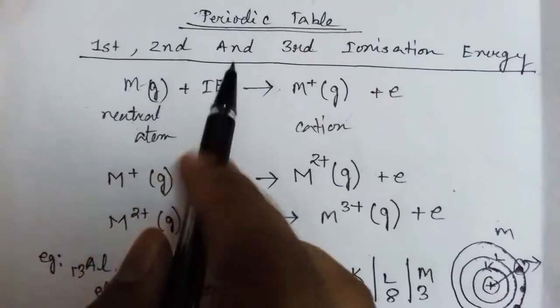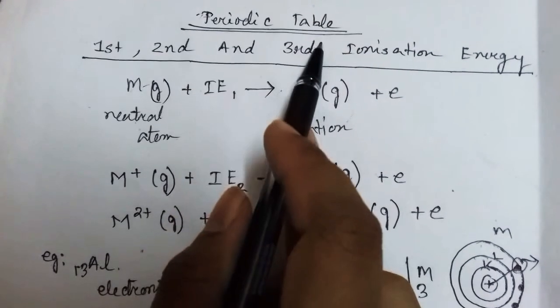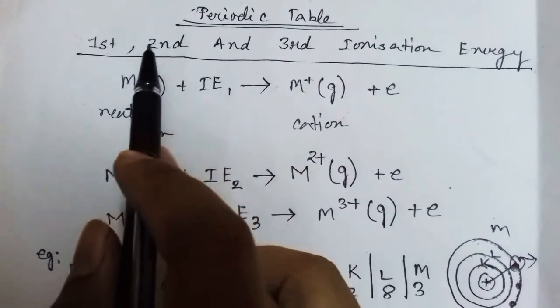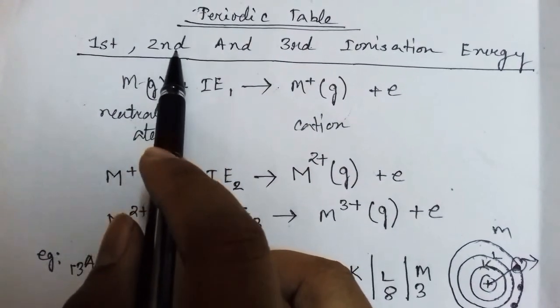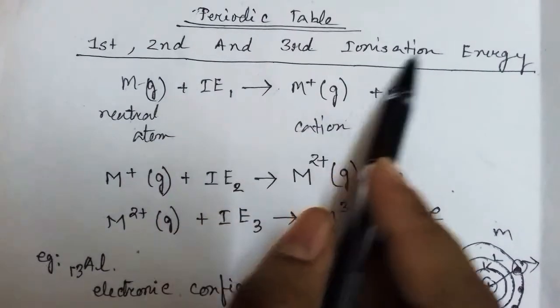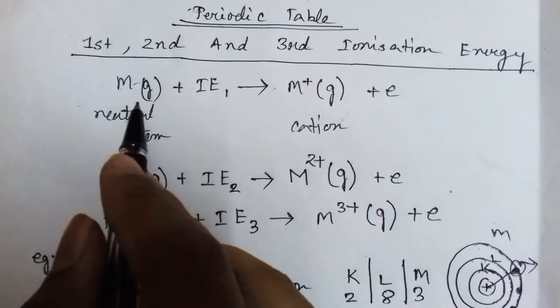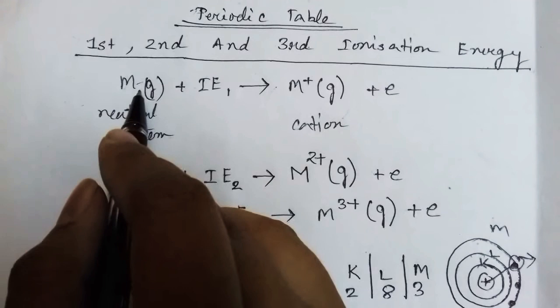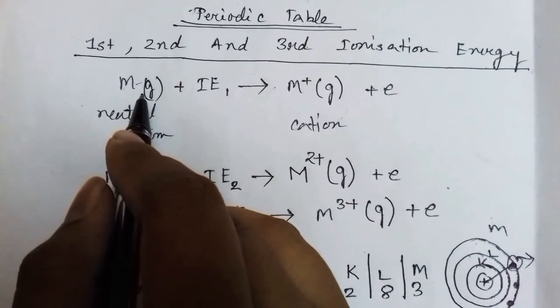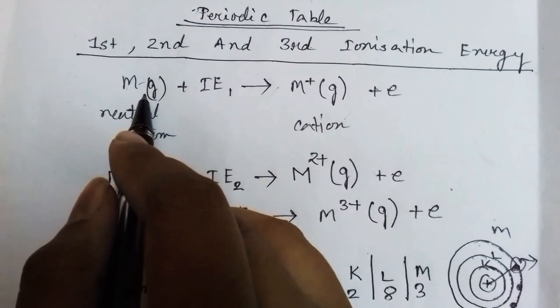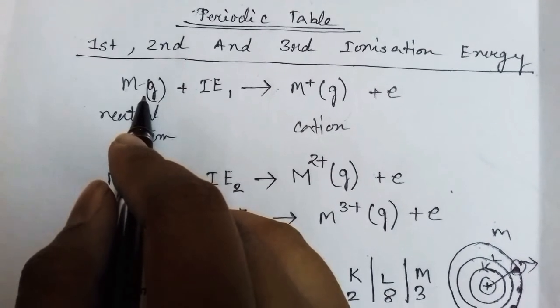Today, we will continue the same chapter, periodic table, and today's topic is first, second, and third ionization energy. So, what do we think about ionization energy? And we have read about it in the previous classes, right?